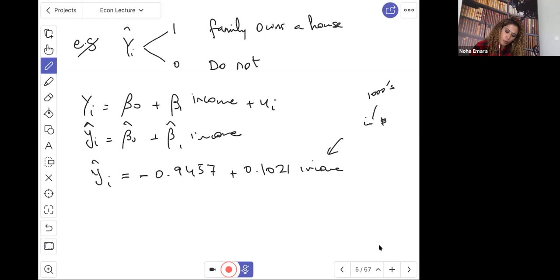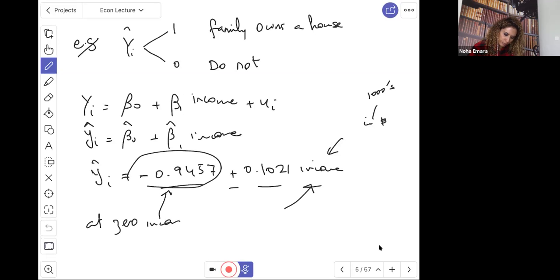Again, as I told you before, whenever we are asked to interpret a model, we have to move in order. You take the intercept, the sign, the coefficient of the x, right? And you interpret the result. So this one, the negative 0.9457, is the probability that a family with 0 income, because I have to set income equal to 0 to talk about the intercept. So this is at 0 income.